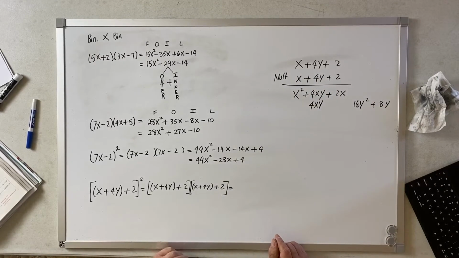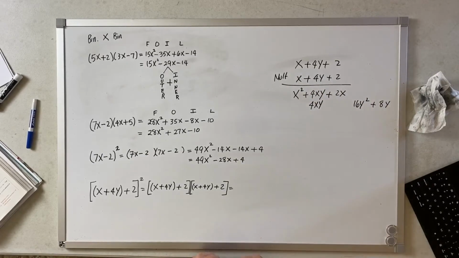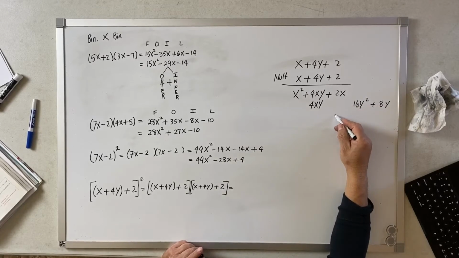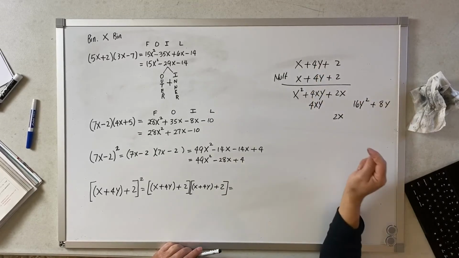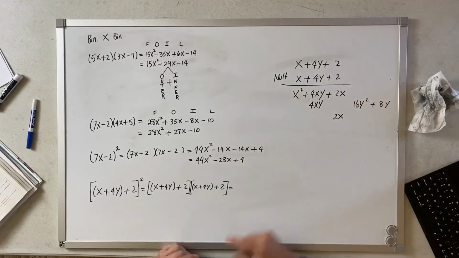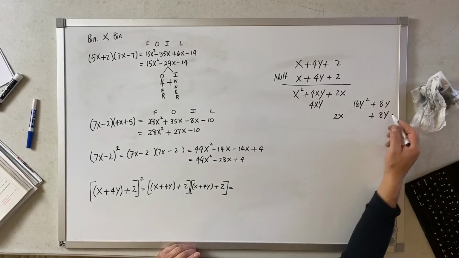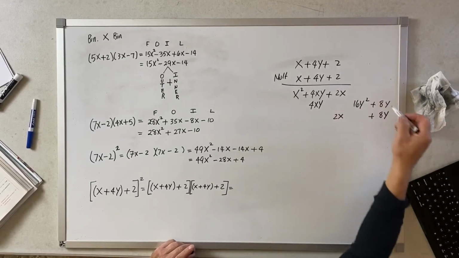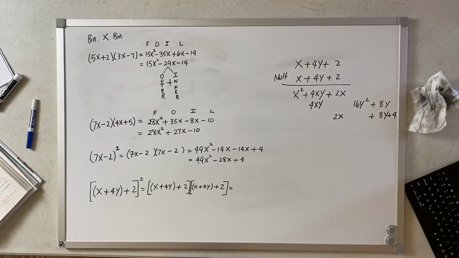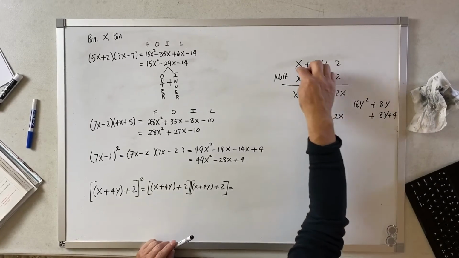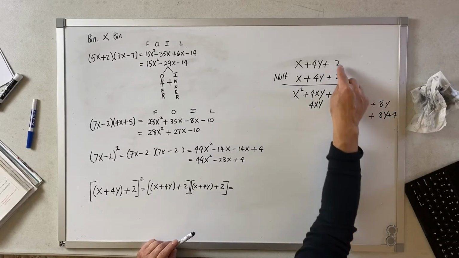And now 2. This 2 times x is 2x. Oh, there it is. Write it below this one. 2x. This 2 times 4y, what is that? Plus 8y. And this 2 times 2, what is that? Plus 4. All right. So 2 times x is 2x, 2 times 4y is 8y, and 2 times 2 is 4.